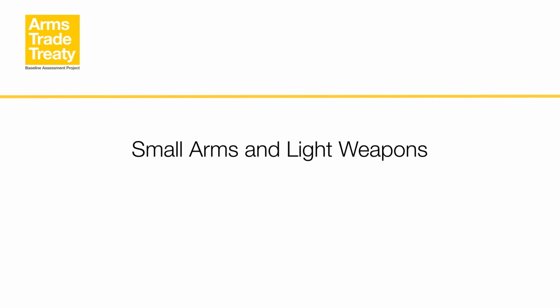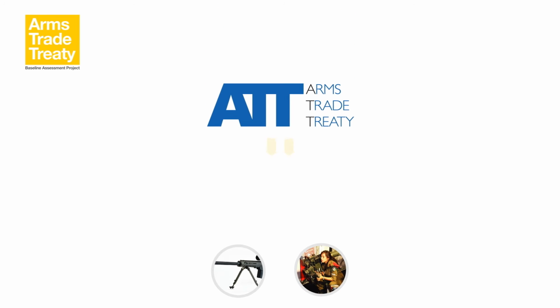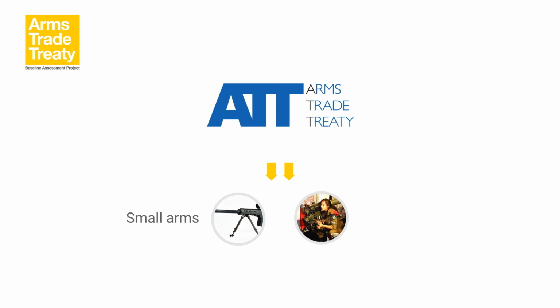Small arms and light weapons. The ATT requires states to report their imports and exports of small arms and light weapons. The UN Register did not include reporting on small arms and light weapons until 2016, when the group of government experts recommended that states report on SALW transfers alongside the existing 7 categories of conventional weapons covered by the Register.